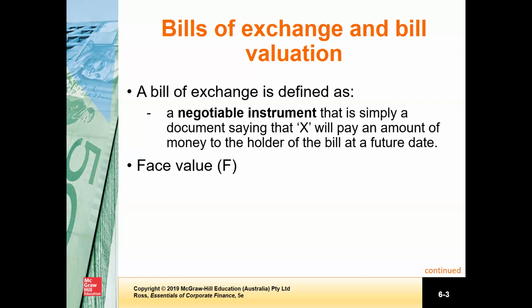Now let's understand some terminologies associated with a bill of exchange. A bill of exchange will have a face value. So what is the face value? Face value is the amount that will be paid at the end of the bill's term. So for example, a borrower is issuing a bill of exchange with a face value of 100,000. It means that this is the face value which will be paid at maturity. However, the issue price will be different than that.